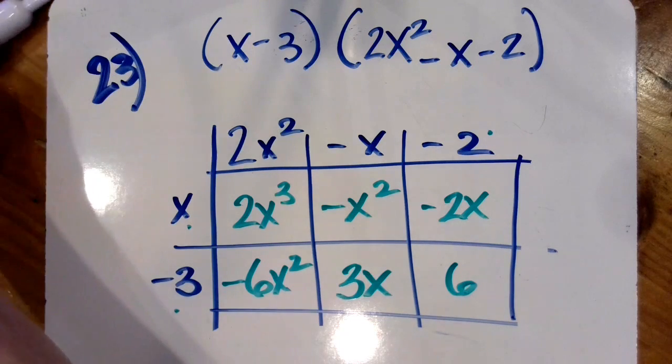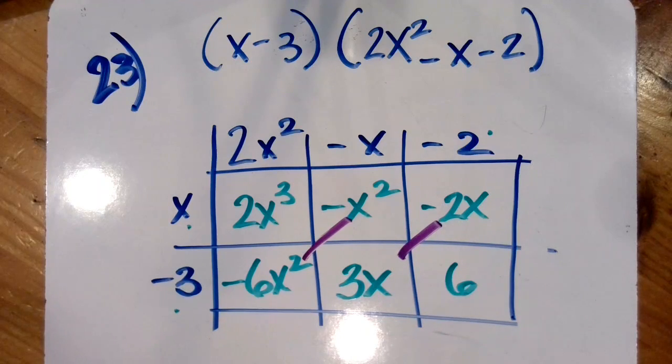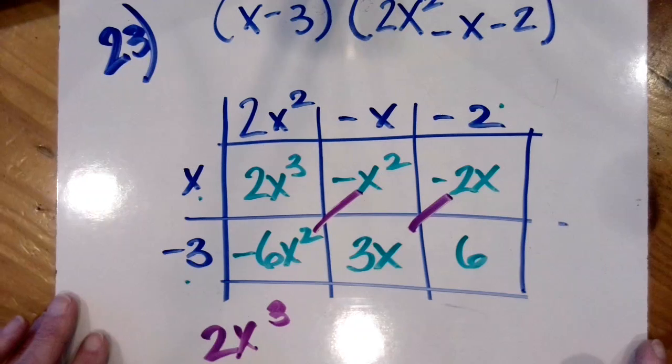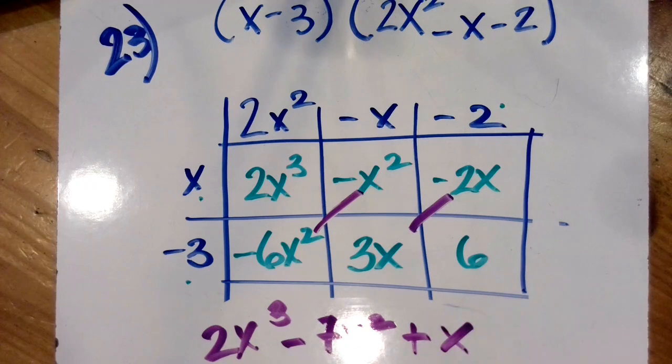Now let's go ahead and combine like terms. Remember, our like terms are diagonal from each other. 2x cubed. And then we have minus 7x squared plus 1x plus 6.